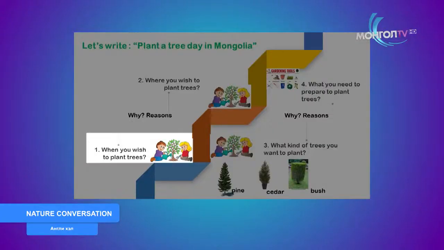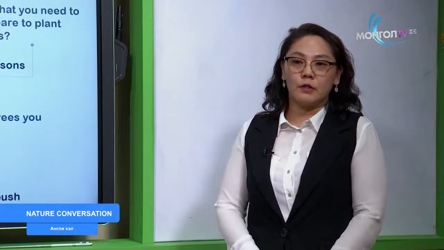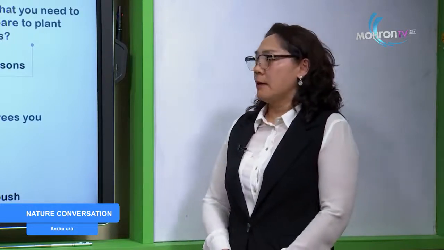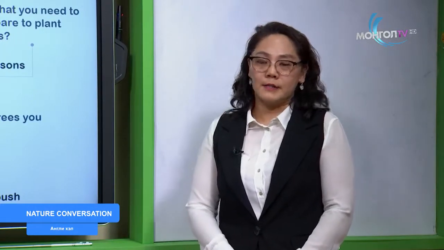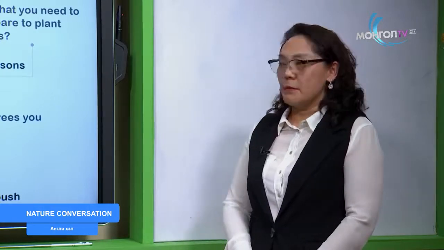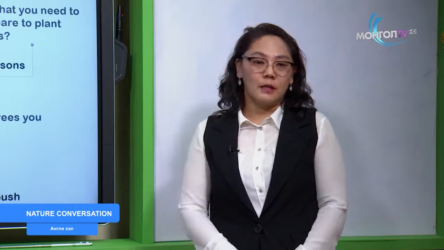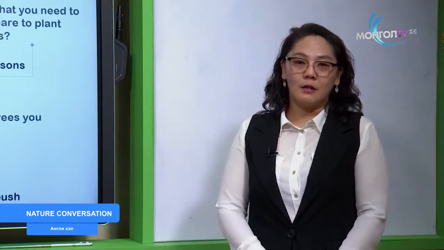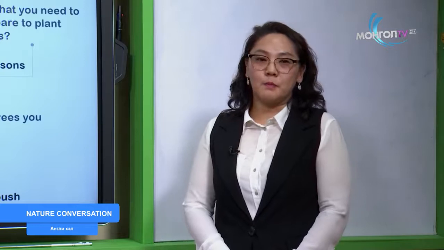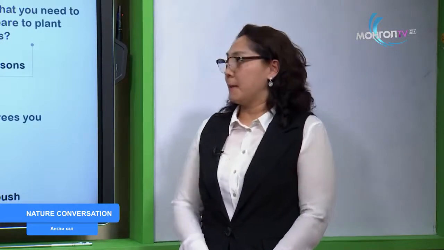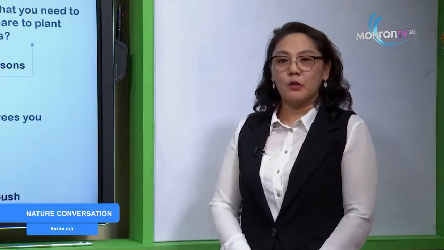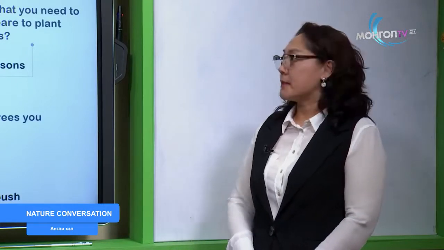The first paragraph is about when you wish to plant trees. Okay, and you will also say why and tell about the reasons. Okay, for me, maybe I wish to plant trees in May because May is spring. Maybe plants will grow easily. Maybe you can use my sentence.